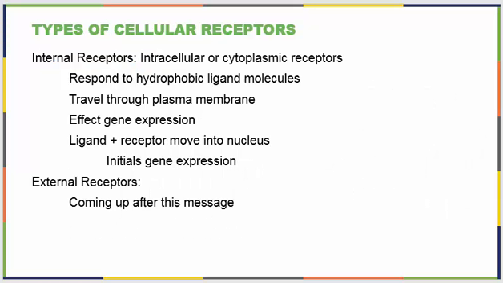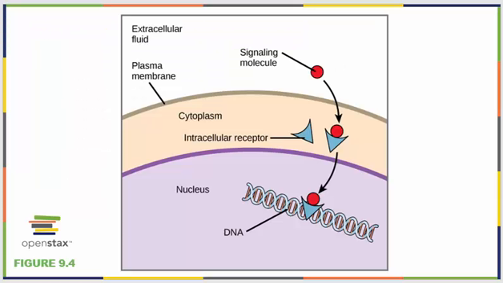There are 2 main types of cellular receptors that take in all these messages. Internal receptors are also known as intracellular or cytoplasmic receptors, and they respond to simple hydrophobic ligand molecules. They're capable of traveling through the plasma membrane because of that hydrophobicity, and they easily affect gene expression. In fact, the ligand and receptor can move together into the nucleus to initiate or block gene expression. Here's an example of a hydrophobic signaling molecule diffusing across a plasma membrane and interacting with intracellular receptors in the cytoplasm. Many intracellular receptors are transcription factors that interact with DNA in the nucleus and regulate gene expression.